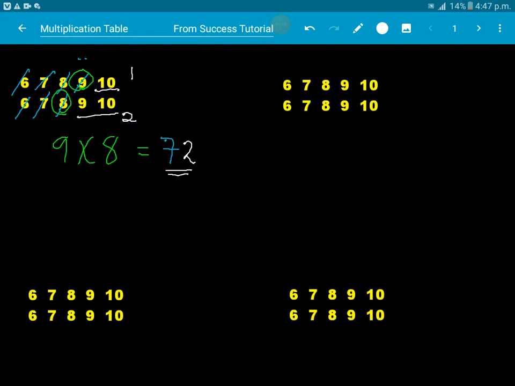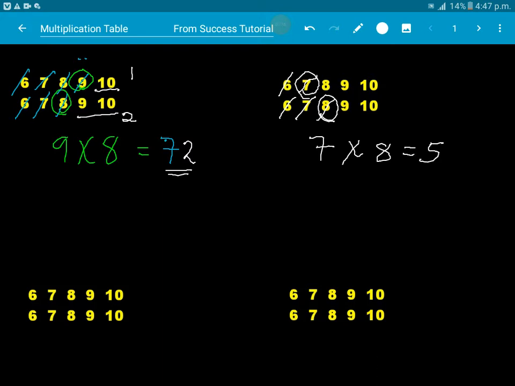Let's see another problem. 7 times, let's say 6 or 8, any number between these is possible. So 7 times 8. In this case you can circle 7, and also 8. Including these two, you can count 1 2 3 4 5. So the tens digit is 5.